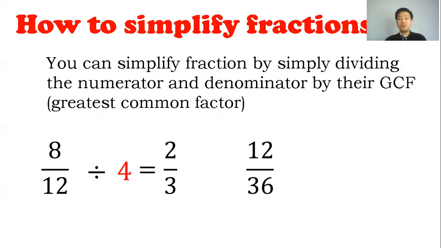What about 12 over 36? What is the GCF of 12 and 36? It's correct, it's 12. So we will divide 12 and 36 by 12. 12 divided by 12 gives us 1, and 36 divided by 12 gives us 3. So 12 over 36 is 1 over 3 in simplified form.